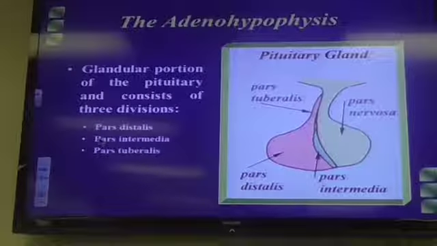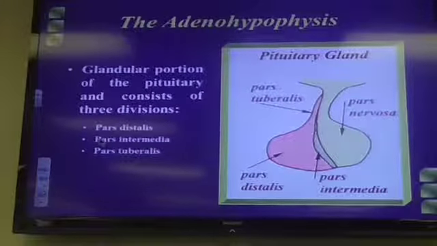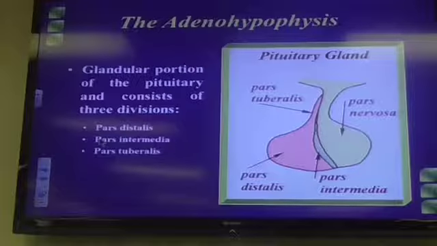divisions. The pars distalis is the largest division. That's where most of the endocrine organs, endocrine cells are. We have the pars intermedius, which is a strip between the adeno and neurohypophysis. It is glandular in origin, but it's not very dense as far as granularity usually.